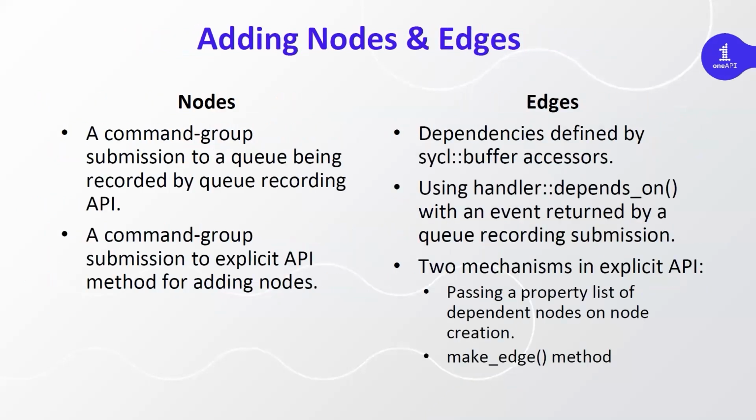When you add the nodes and edges themselves, nodes always correspond to command group submissions, but there are a few different ways you can add the edges. There are two provided by the core SYCL spec right now, and two provided by the explicit graph building API. The ones from the core SYCL spec: buffer accessors, where the dependencies expressed by those we recognize as edges; and if you use handler depends on and pass in an event that was returned from a queue recorded node, then we recognize that as an edge. In the explicit API, when you're creating a node, you can pass some dependent nodes that correspond to edges, and we've also just got an explicit make edge method.